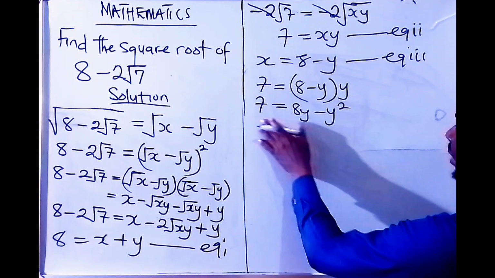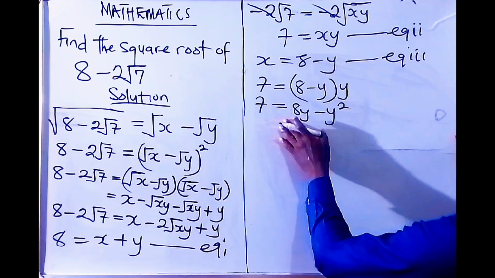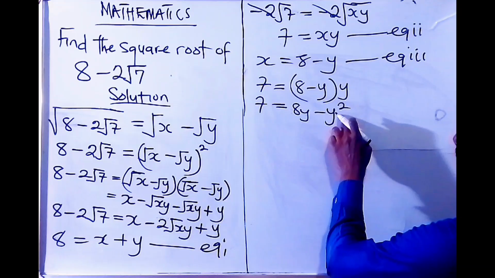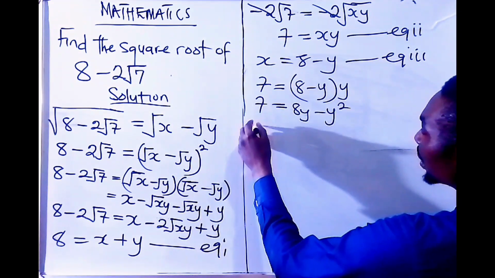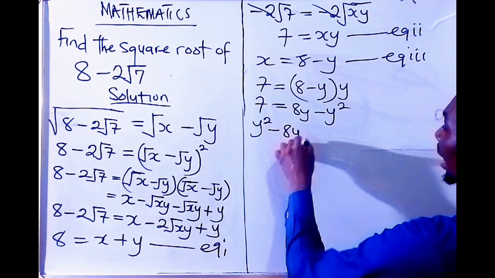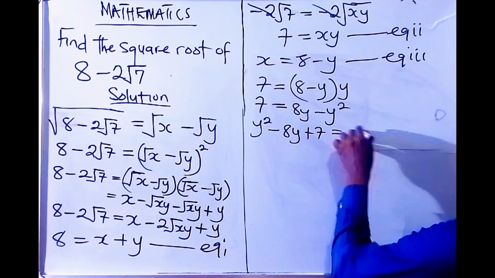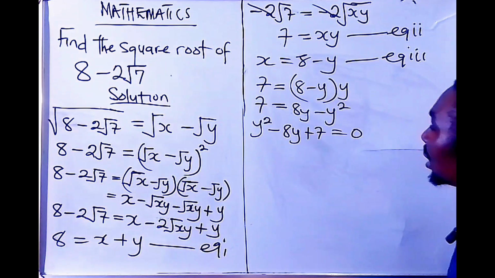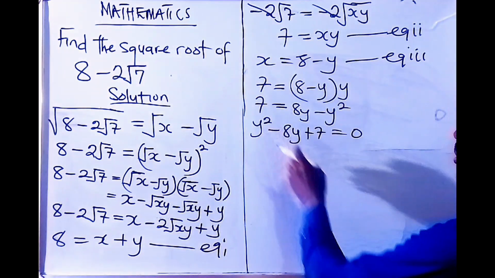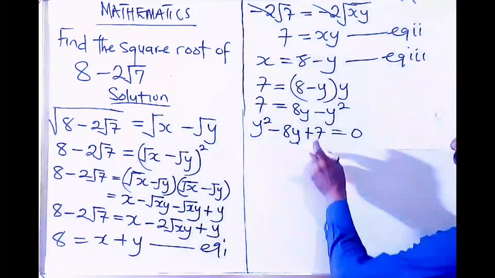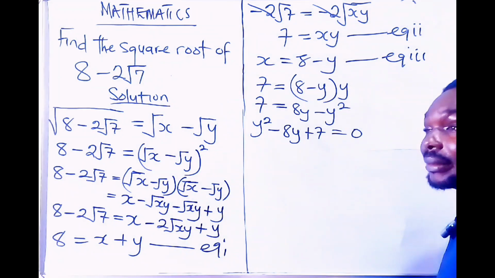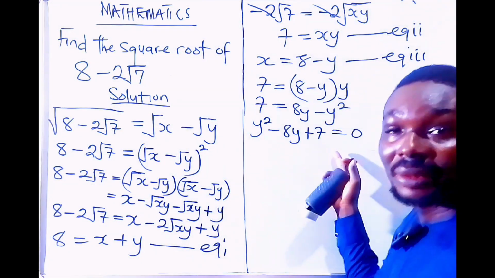We can rearrange this equation in the standard form of a quadratic equation, because it has the highest power of 2. So here we have y squared minus 8y plus 7 is equal to 0 by arrangement. At this point, you factorize. What two numbers will multiply to give you 7 and, when you add them, give you minus 8? The two numbers are minus 7 and minus 1.